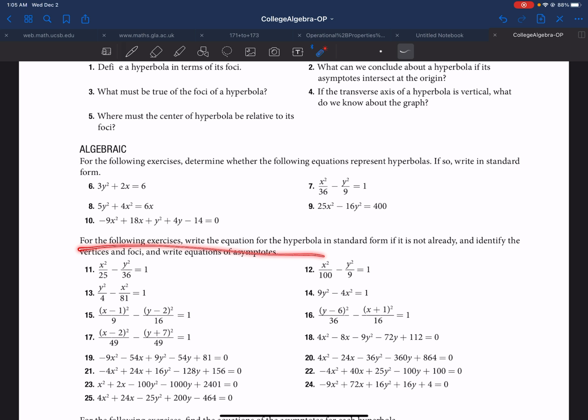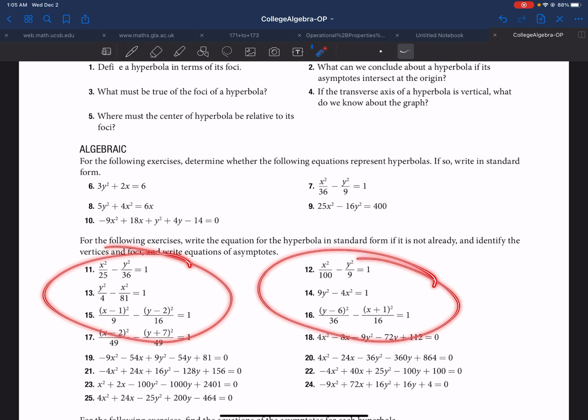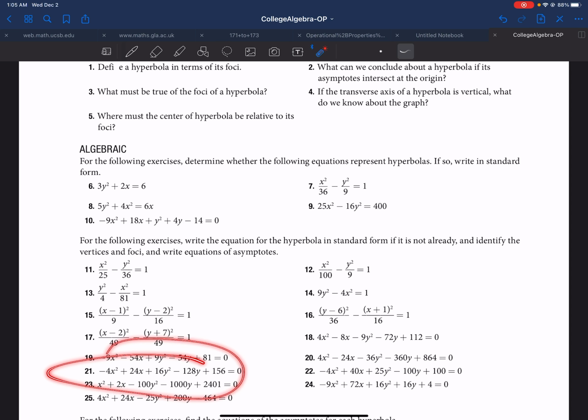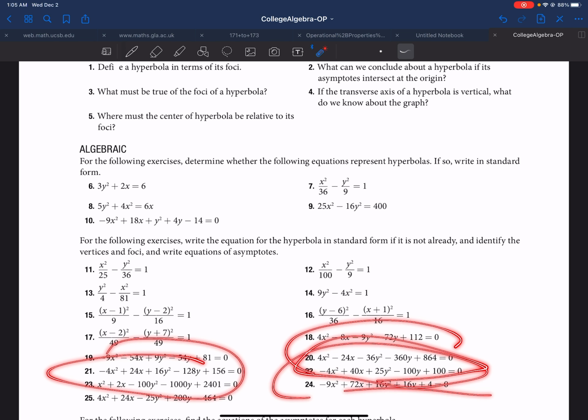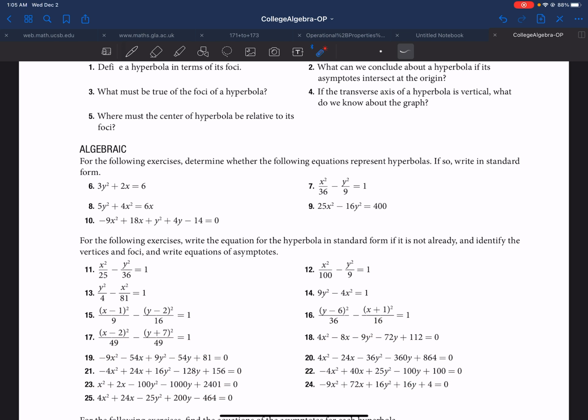These say write it in standard form if it's not already. Identify the vertices, the foci, and write the equations of the asymptotes. What I would do if I were you is write it in standard form and just do these for now. I'm going to tell you this: these take completing the square. I will show you those, and we'll go through those in tomorrow's video that I make. So these you could do right now. Some of them are shifted, and some of them are at the origin.